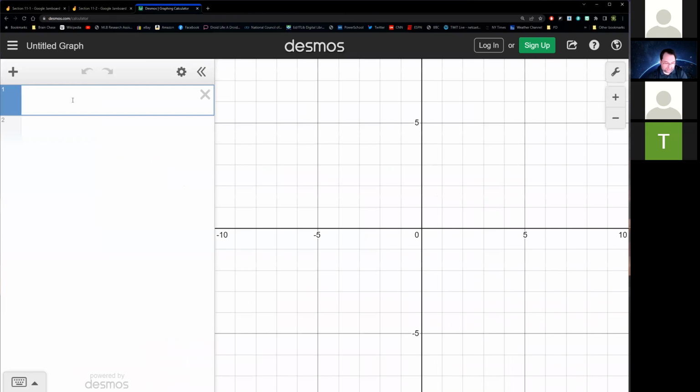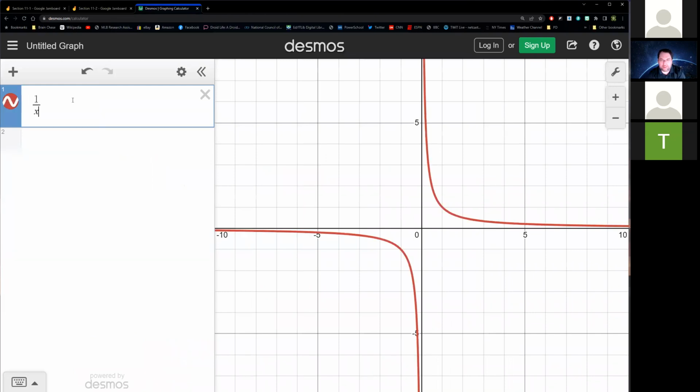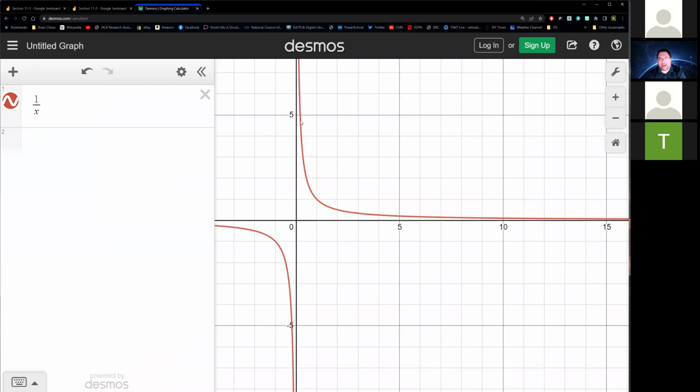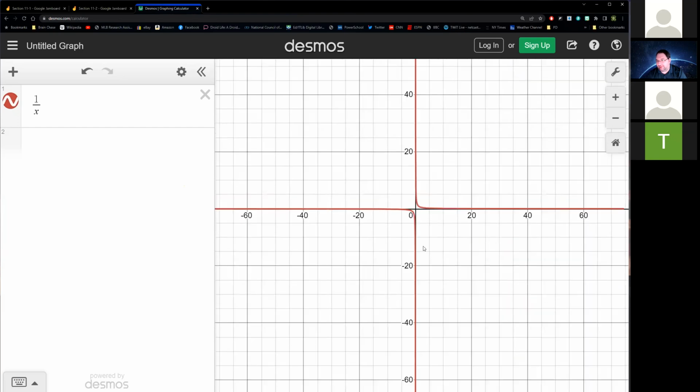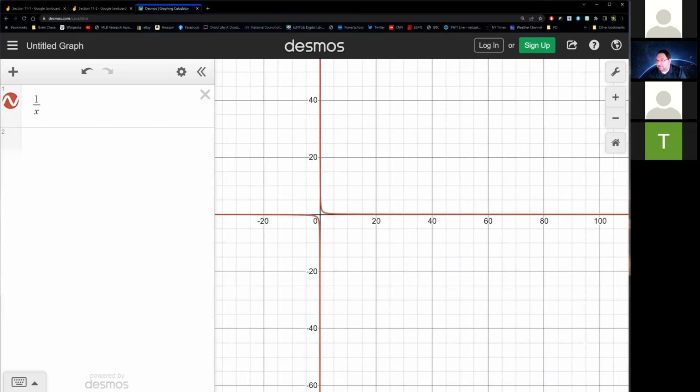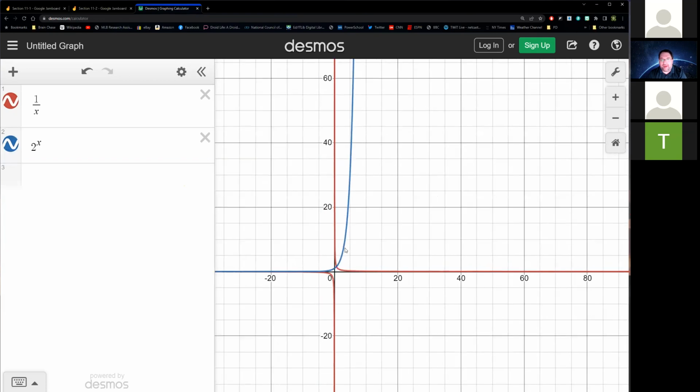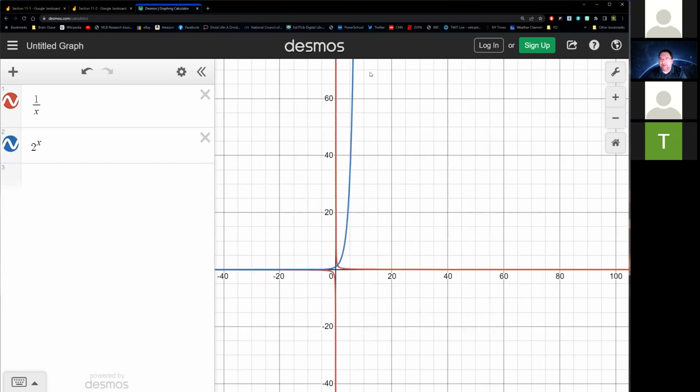We'll do 1 over x. So if my sequence was 1 over x, so it's like 1 over 1, 1 over 2, 1 over 3, 1 over 4, all the way down. Notice how this line gets extremely close to 0, and if I keep zooming out, it's basically going to be 0. That's convergent. Where if I had 2 to the x power, now that one is getting increasingly large, that's divergent.